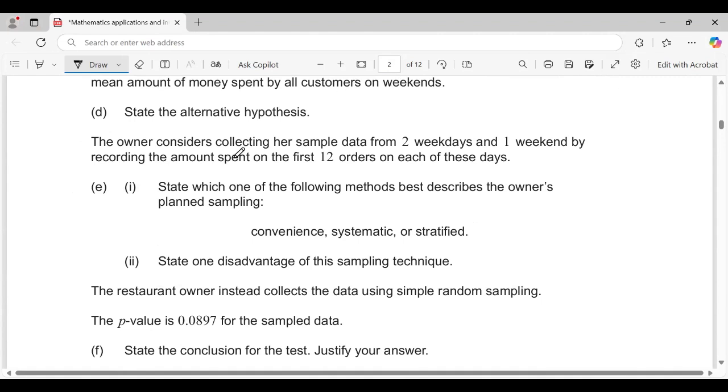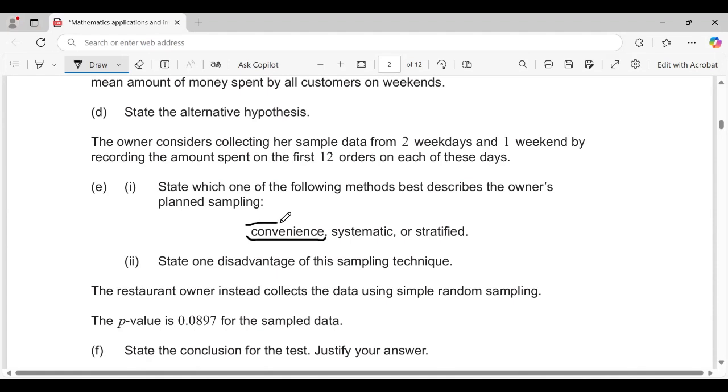The owner considers collecting her sample data from 2 weekdays and 1 weekend by recording the amount spent on the first 12 orders on each of these days. State which one of the following methods best describes the owner's planned sampling: convenience, systematic, or stratified. Which one? Why convenience? Because the data is collected from easily accessible orders rather than being randomly or systematically chosen.